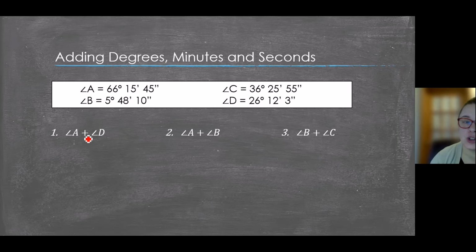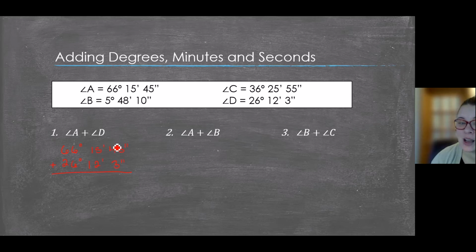So we're going to do angle A plus angle D. That's all that this symbol happens to mean. And I've got A, B, C, D up here because we're going to do some subtraction with them as well. So angle A plus angle D, when we add these together, we can only add units of the same kind. So I would recommend lining them up. So instead of writing them horizontally the way they are here, I will take my angle A, 66 degrees, 45 minutes, 15 seconds, and we're going to add to that angle D, which is 26 degrees, 12 minutes and 3 seconds.